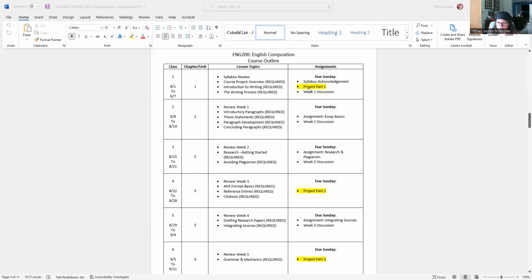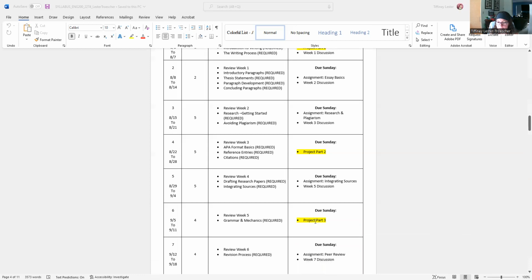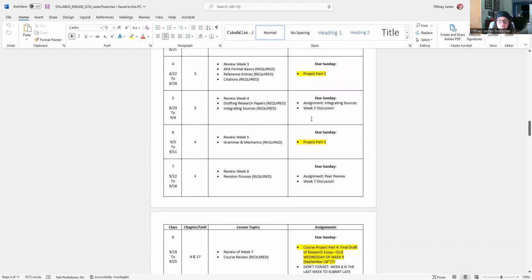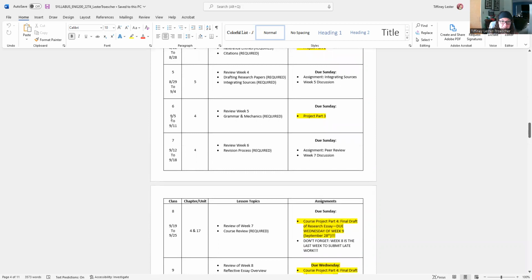You can kind of look, all of the big project parts are highlighted in yellow here, and you can see if you need to plan ahead. Like, say, in a few weeks, you might be going out of town. You can say, okay, well, it looks like that'll be week 6. What's happening in week 6? Project part 3. Oh, that's the rough draft of our research paper. I might need to get ahead of the game because I'm going to be out of town that week. And that's a big, big deal that we're submitting project part 3.